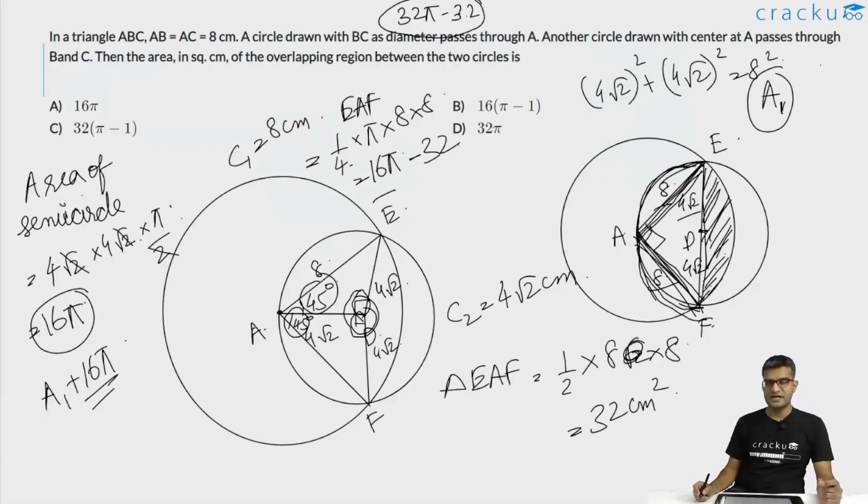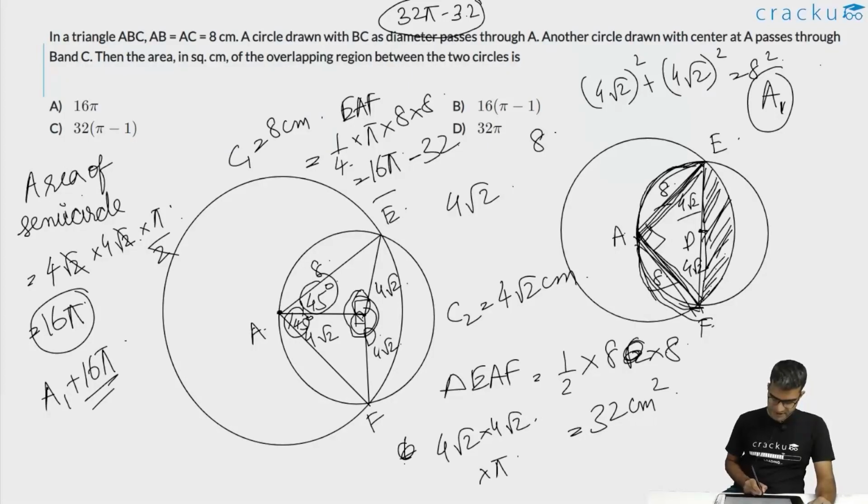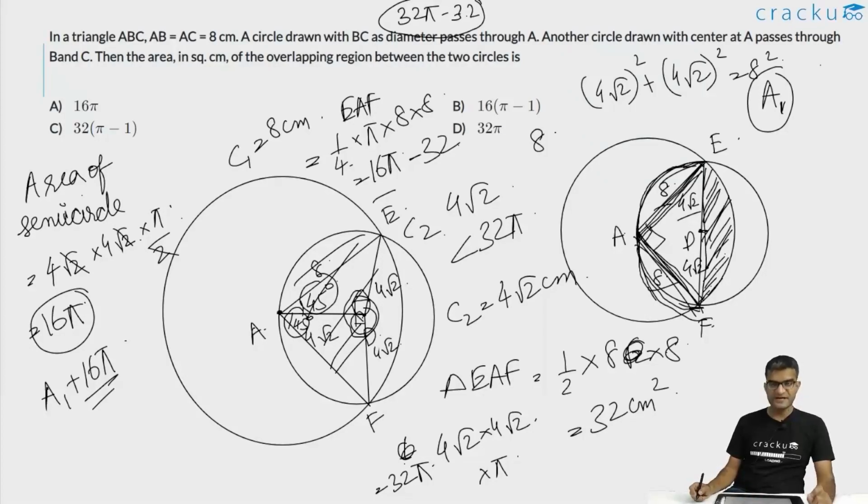Now this kind of a question you can even answer by looking at the options. How can you answer it by looking at the options? You should first figure out that the radius of the smaller circle is 4 root 2 and the radius of the larger circle is equal to 8. Once you figure it out, what is the area of the smaller circle? Area of the smaller circle is 4 root 2 into 4 root 2 into pi. This is equal to 32 pi. The area of the smaller circle C2 is 32 pi. So the area of overlap will be definitely less than 32 pi. If it is definitely less than 32 pi, it cannot be option D.